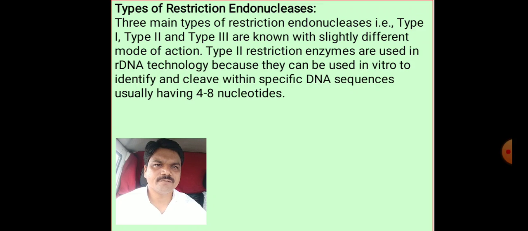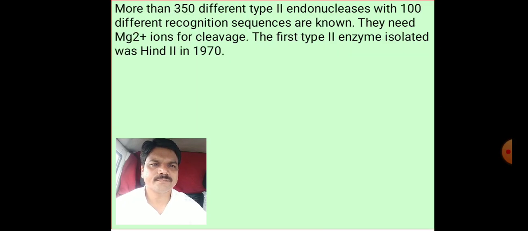Types of restriction endonuclease. There are 3 main types of restriction endonucleases, type 1, type 2 and type 3, known with slightly different modes of action. Type 2 restriction enzymes are used in rDNA technology because they can be used in vitro to identify and cleave within specific DNA sequences, usually having 4 to 8 nucleotides. More than 350 different type 2 endonucleases with 100 different recognition sequences are known. They need magnesium divalent ions for cleavage.